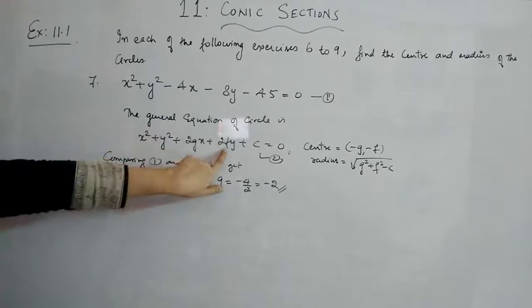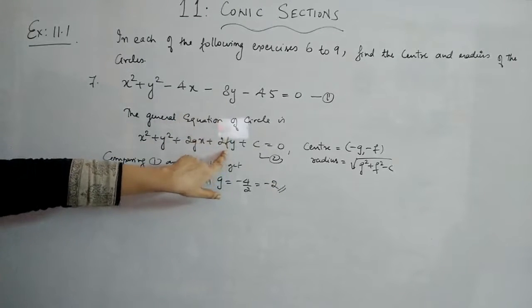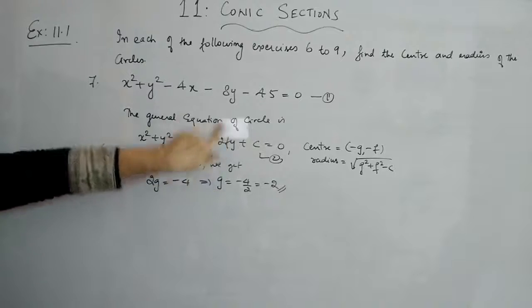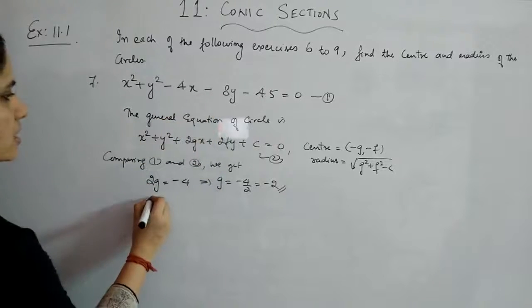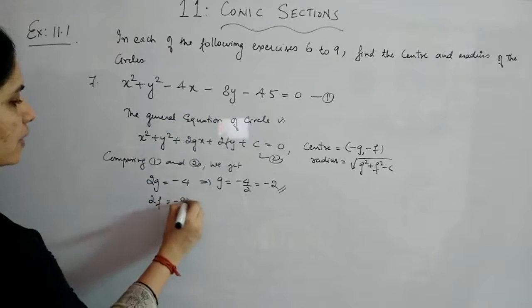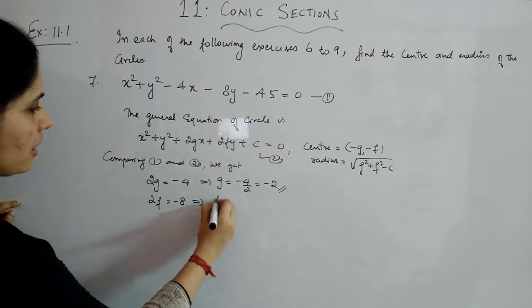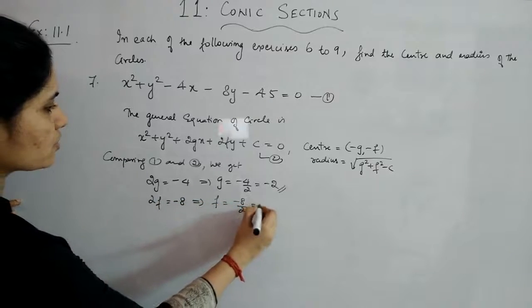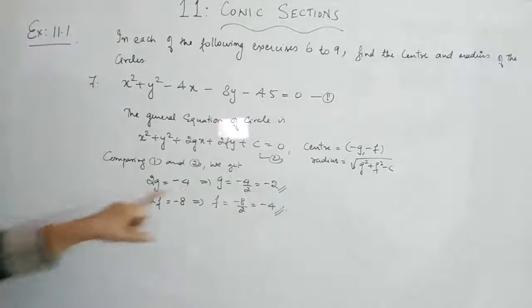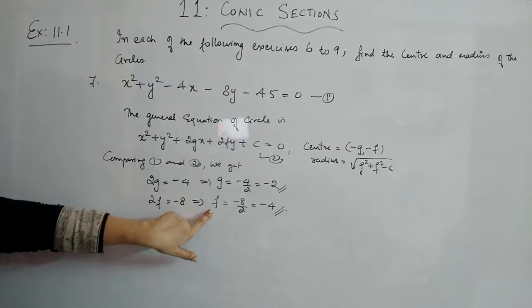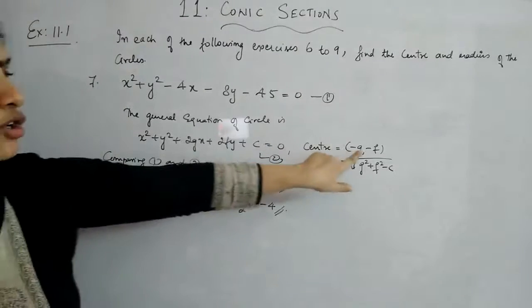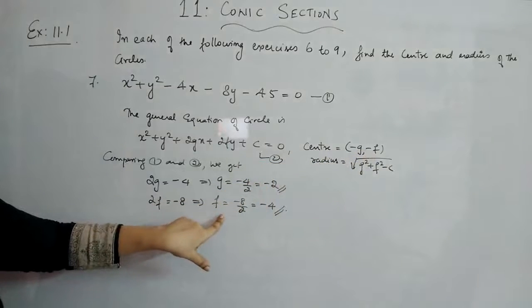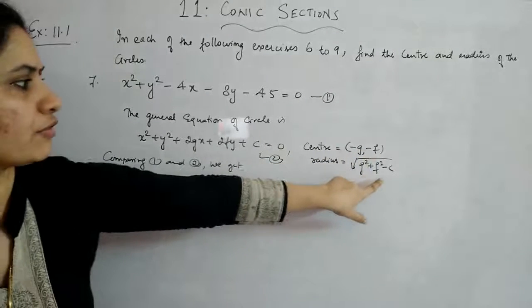Now again comparing this term, that is y term, you will get 2f as the coefficient of y and here it is minus 8. So you are getting 2f is equal to minus 8 or f is equal to minus 8 by 2 which is minus 4. So you got g and f. Now when you get g and f, minus g comma minus f will give you the center.